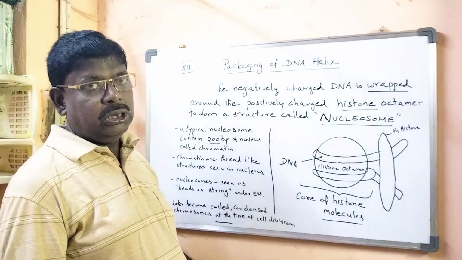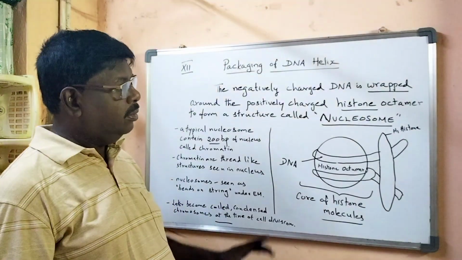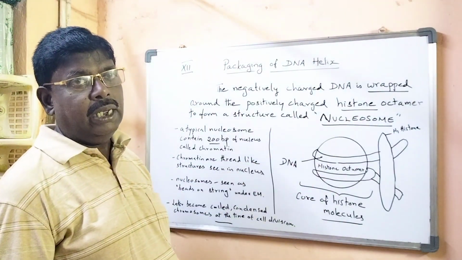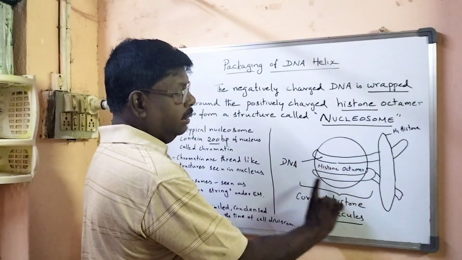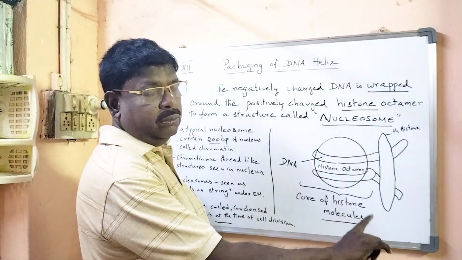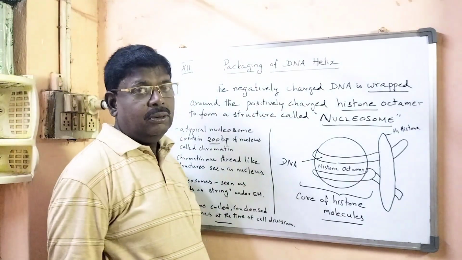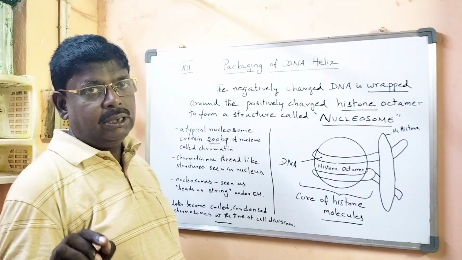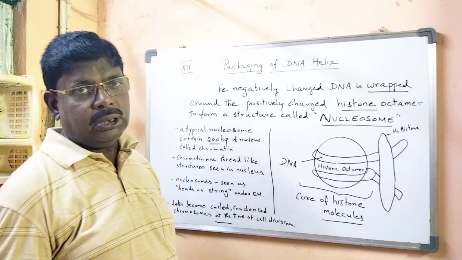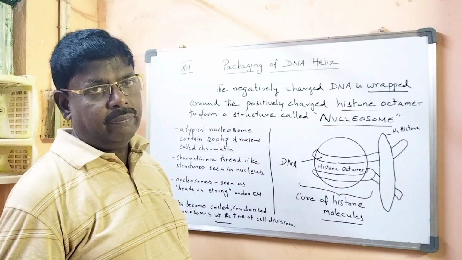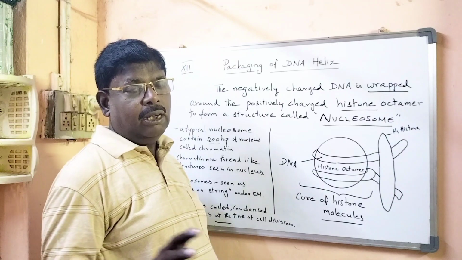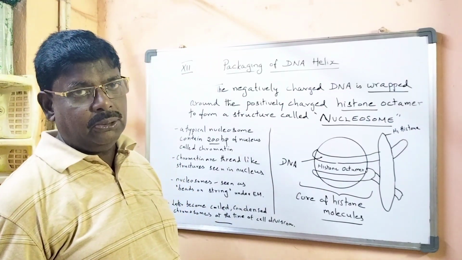Here you can see the picture of the nucleosome. This round structure is the 8 molecule histone octamer. You can see DNA is surrounding this octamer. DNA is always negatively charged, and protein is positively charged. The positive charges come from amino acid residues.